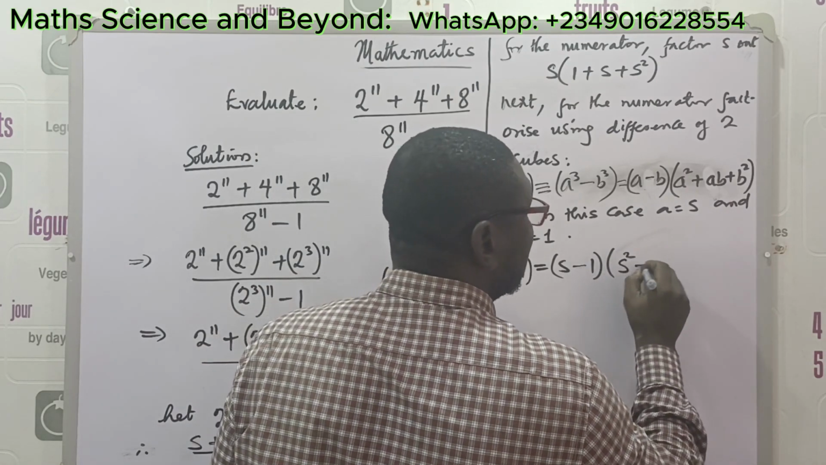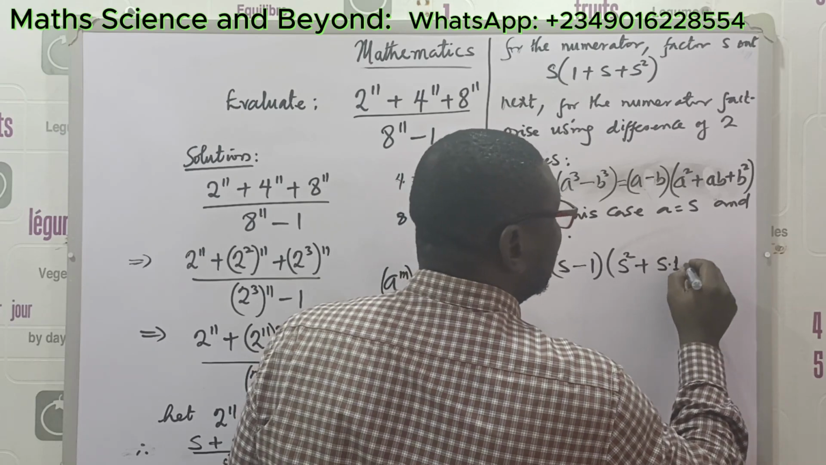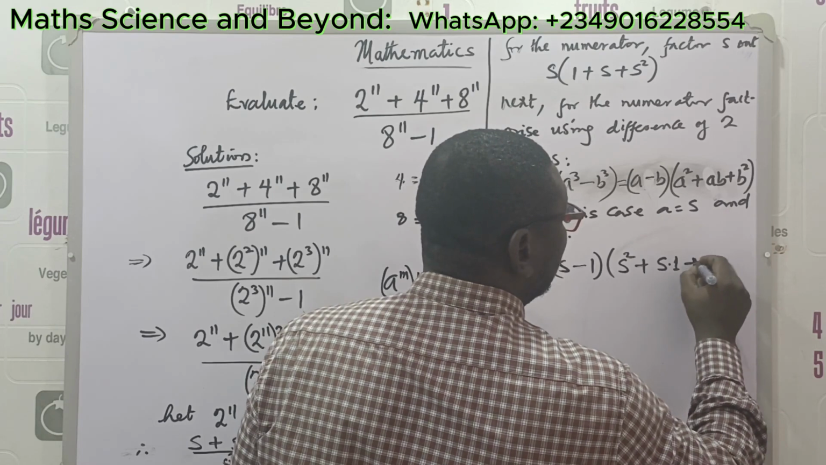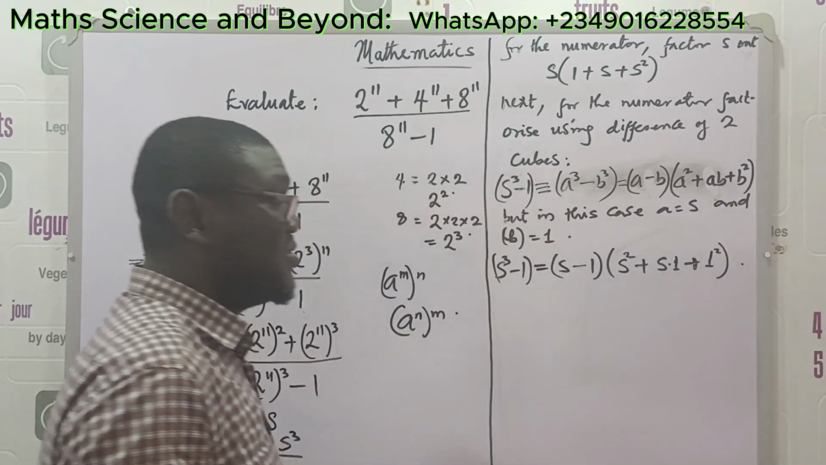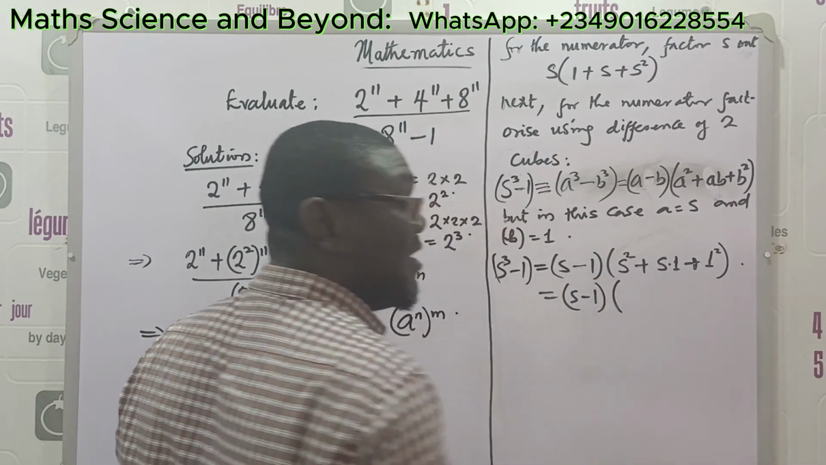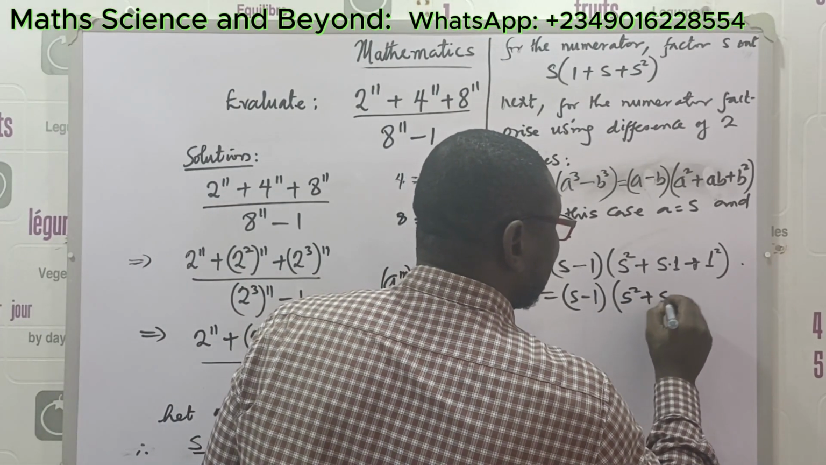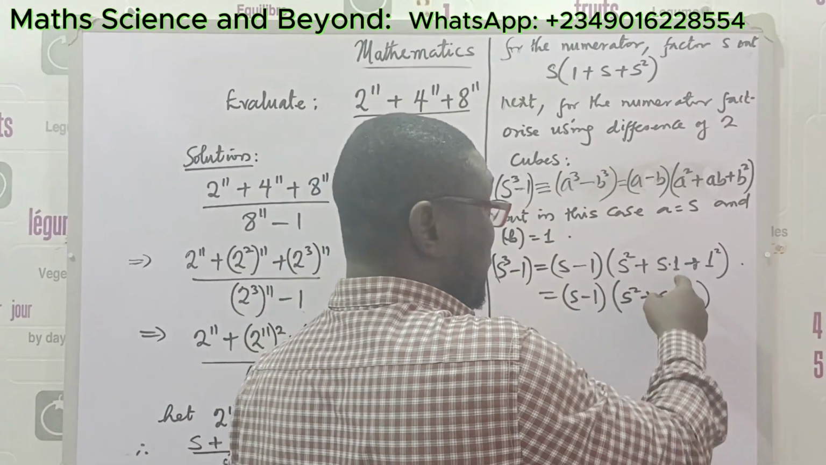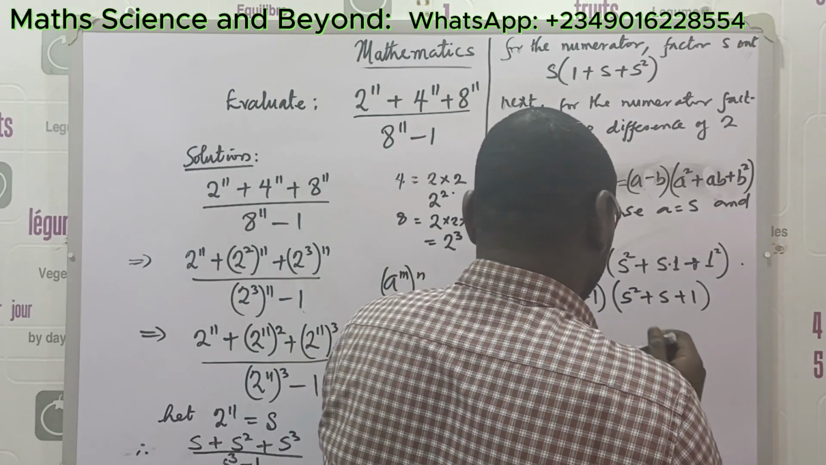s squared plus s times 1 plus b squared. B squared is what? The b squared, that's 1 squared. So in that case, this becomes s minus 1, s squared plus s plus what? 1. Because when you multiply s by 1, you will see that it's going to give you s, and when you do 1 squared it is going to give you 1.